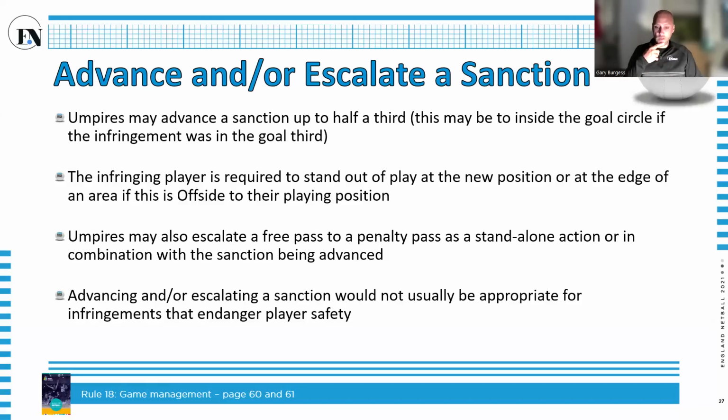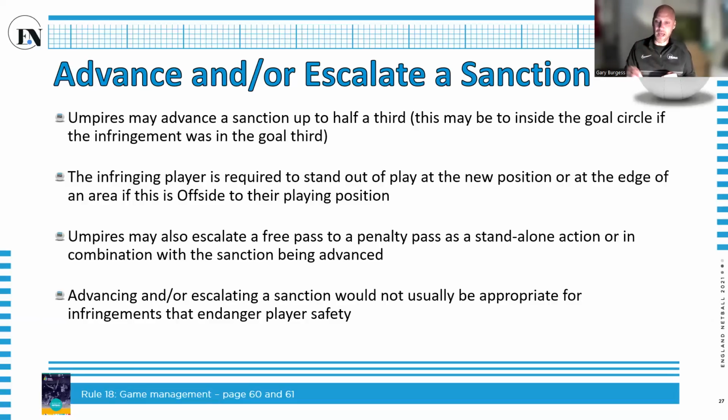Now, the last couple of bullet points, sorry, is that you may also decide to escalate and turn a free pass into a penalty pass, but then you also may do it in combination and add to an advance. Now, an example for this would be an intentional offside on the circle edge that stops the pass from going into the goal shooter who stood nicely under the post. Now, you would have to turn it into a penalty pass. So you're escalating a free pass into a penalty pass, and then that penalty pass is then positioned under the goalpost.